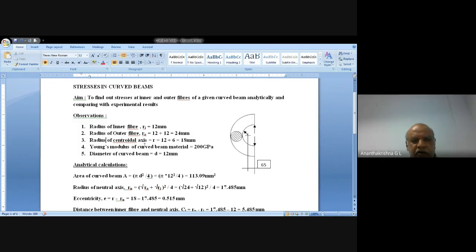Next, Young's modulus of the curved beam material given is 200 GPa and the diameter of the curved beam is 12 mm. Now note down the aim of the experiment: to find stresses at the inner and outer fibers of a given curved beam analytically and compare them with experimental results. Note down the aim of the experiment and the observations, then we'll go further with the calculation of stress at the inner fiber and stress at the outer fiber. Okay, is it okay? Yes, sir.